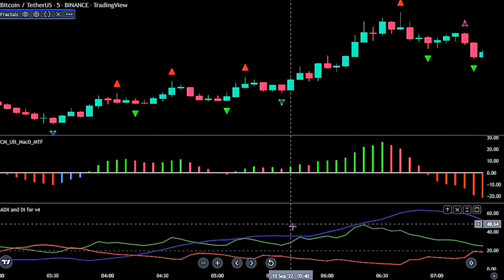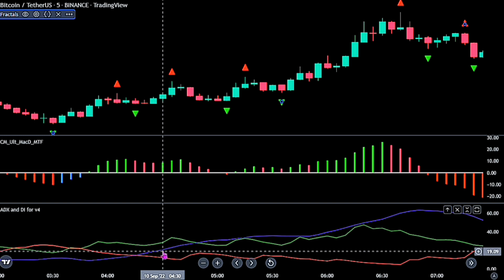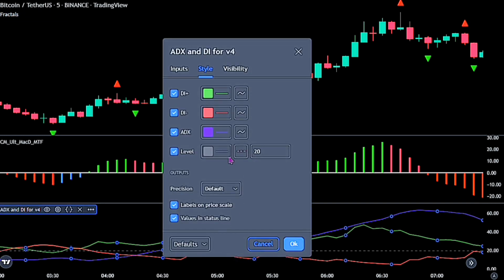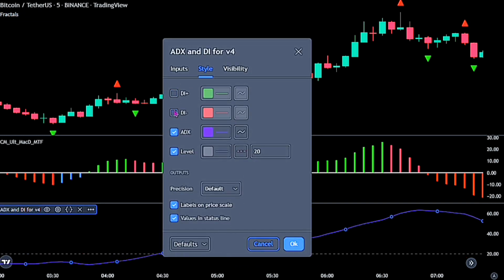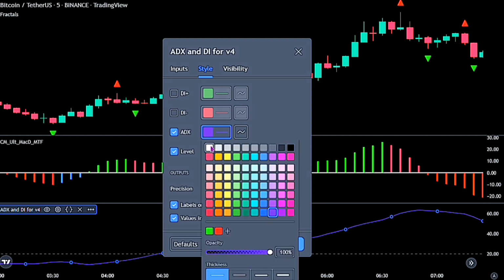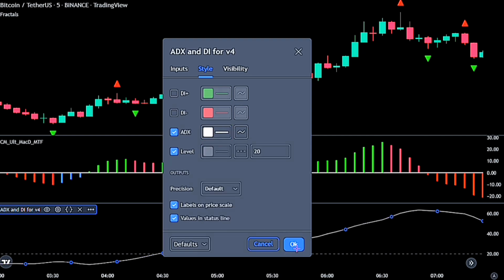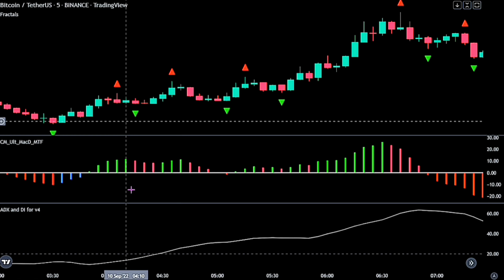And for the last adjustment for this strategy, go ahead and double-click on the ADX and DI. On the style, untick the DI plus and DI minus, then change the ADX to white and click on the OK button. When you are done, we have our chart looking like this.